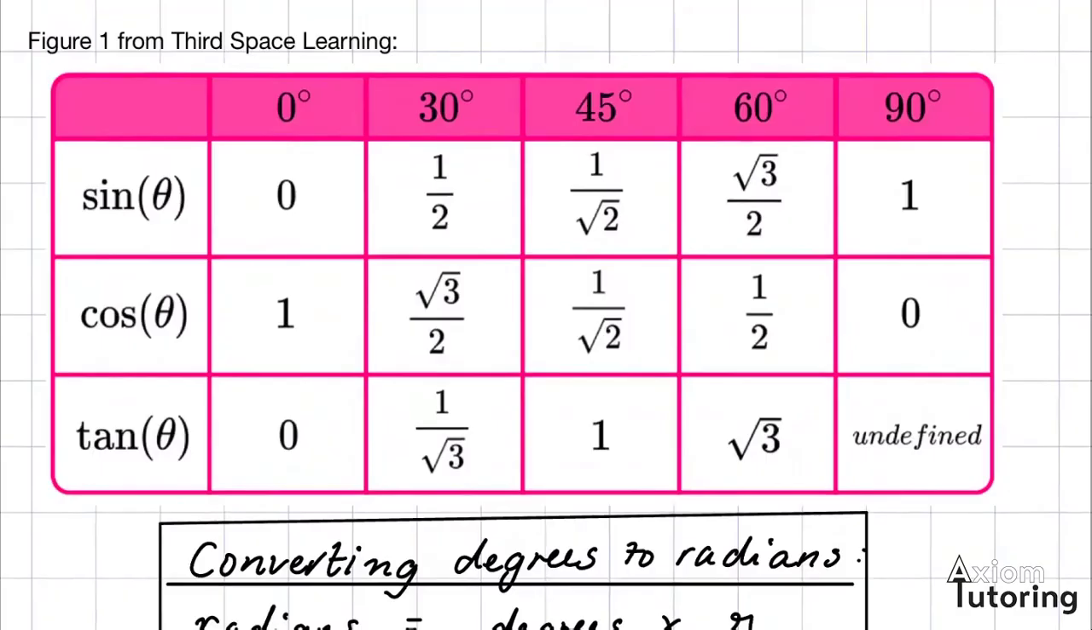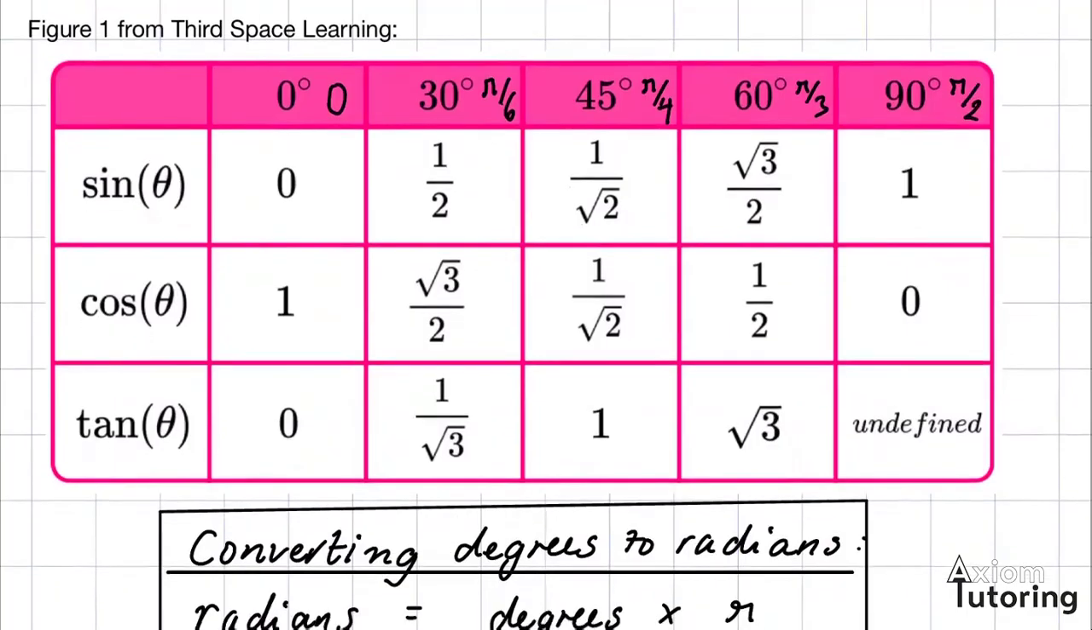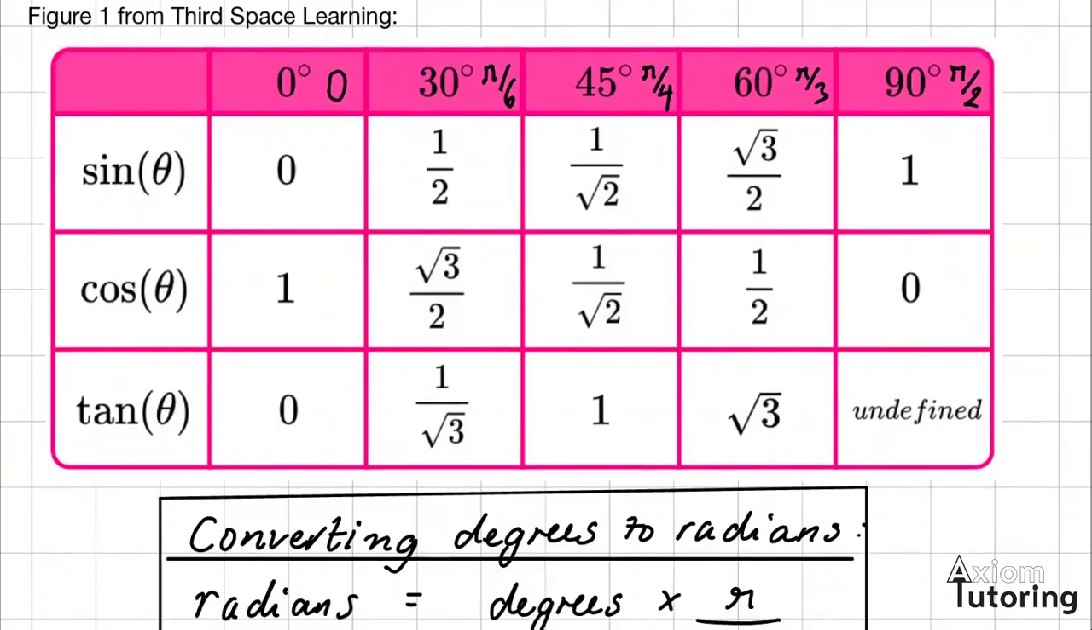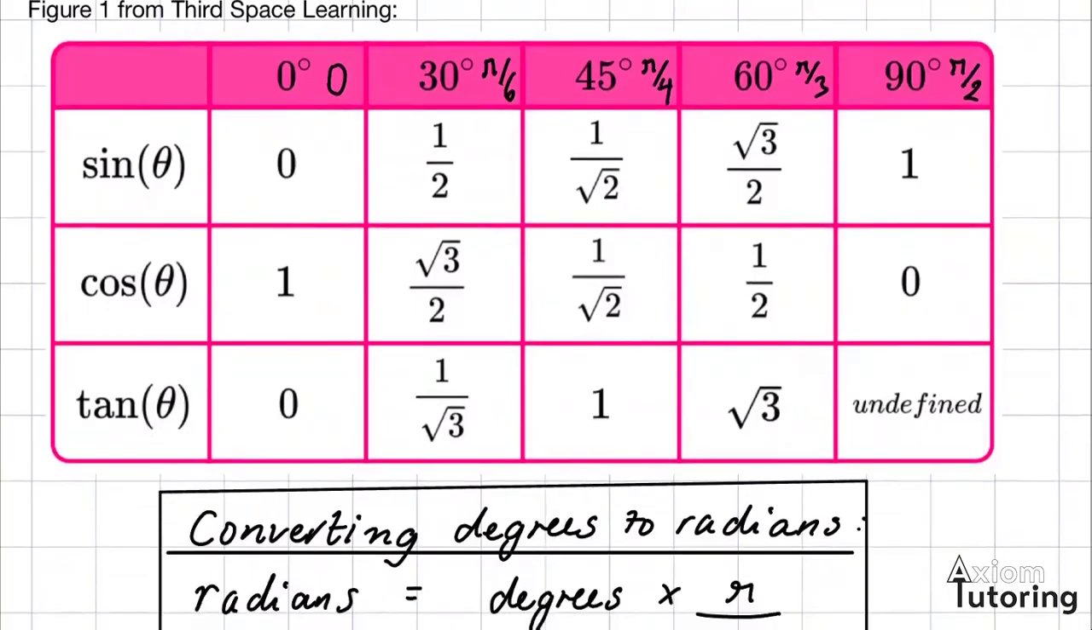So for 0 degrees, that's 0 radians. For 30 degrees, that's pi over 6 radians. For 45 degrees, that's pi over 4 radians. For 60 degrees, it's pi over 3. And for 90, it's pi over 2. Okay, now you are expected to recall all of these values in this table here.